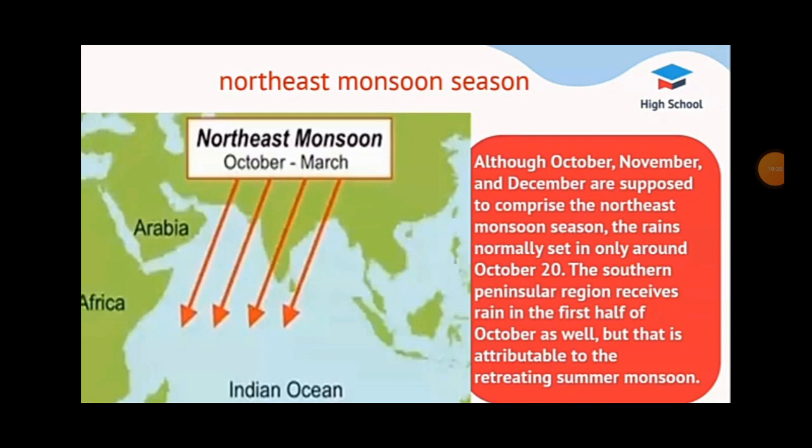The southwest monsoon begins to retreat from North India by the end of September due to the southward shifting of pressure belts. So this monsoon started retreating from North India.